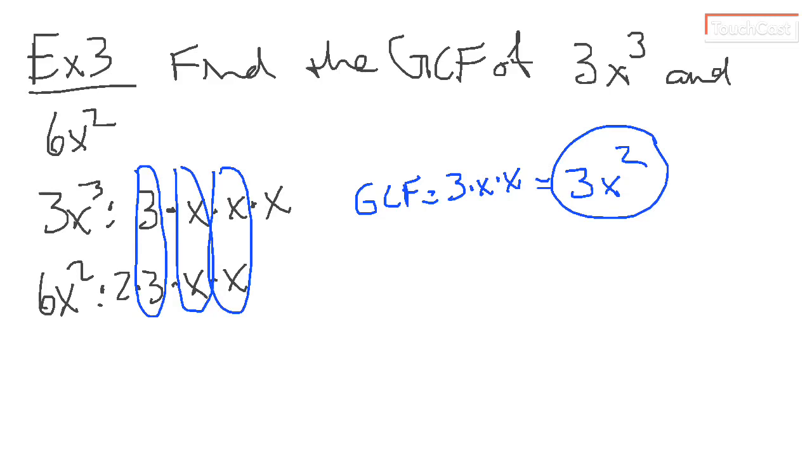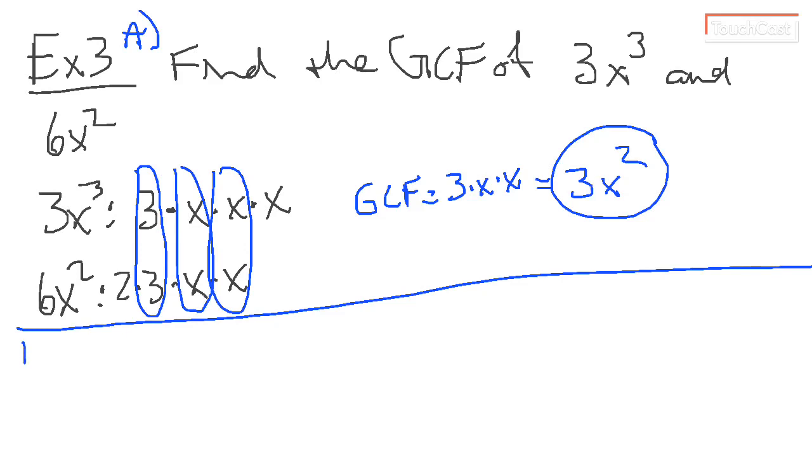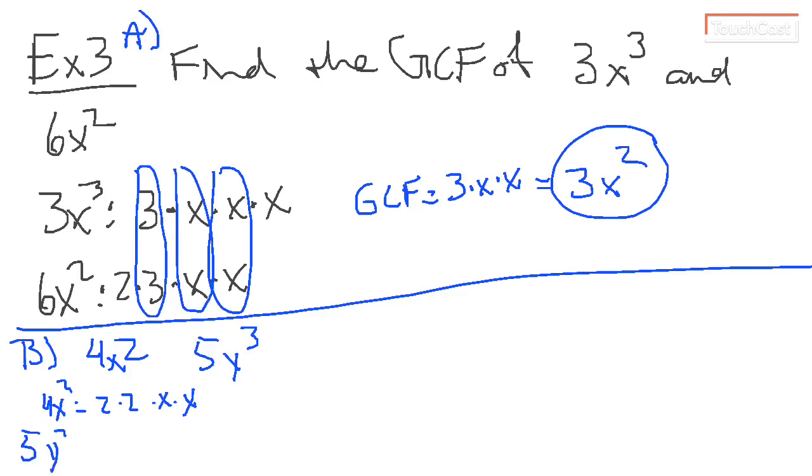I want to look at one more that involves variables. So we'll call the one we just did 3a. Let's do a 3b. We're going to do the same thing, but the terms are going to be 4x squared and 5y cubed. So if I break those up, 4x squared is 2 times 2 times x times x. 5y cubed is going to be 5 times y times y times y.